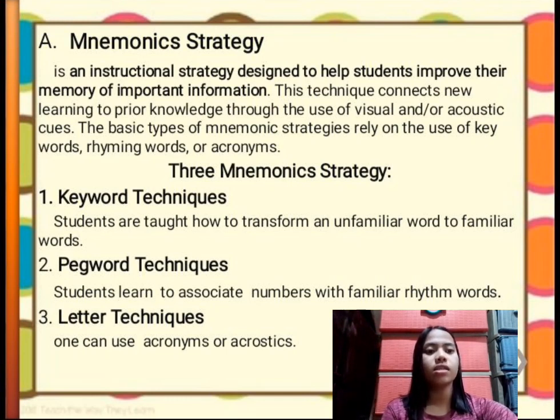The three mnemonic strategies. Number 1, keyword technique. Students are taught how to transform unfamiliar words into familiar words. Number 2, figures technique. Students learn to associate numbers with familiar rhyming words. Number 3, letters technique. One can use acronyms or acrostics.